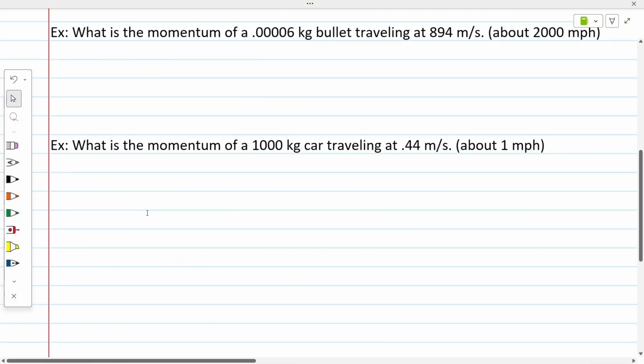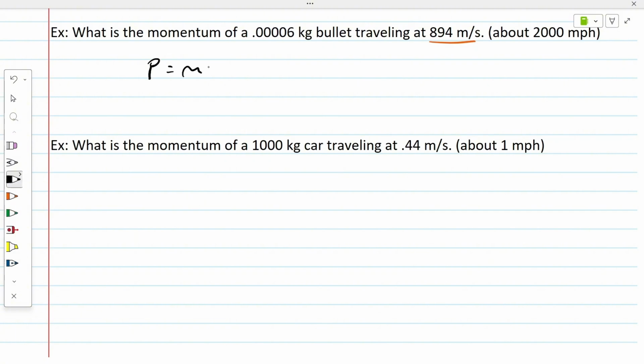Okay. So let's compare the momentum of a 0.0006 kilogram bullet traveling at a speed of about 2,000 miles per hour, versus the momentum of a 1,000 kilogram car traveling at about 1 mile per hour. If we calculate this momentum, we know it's just the mass times the velocity. So if we plug these in, the mass times the velocity, which is 894, we get 0.054 kilogram meters per second.